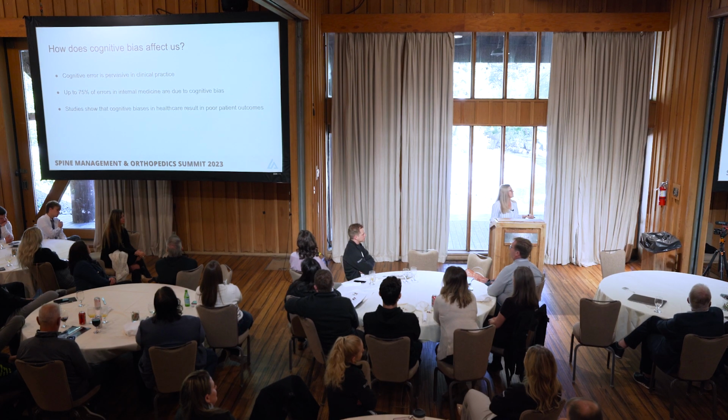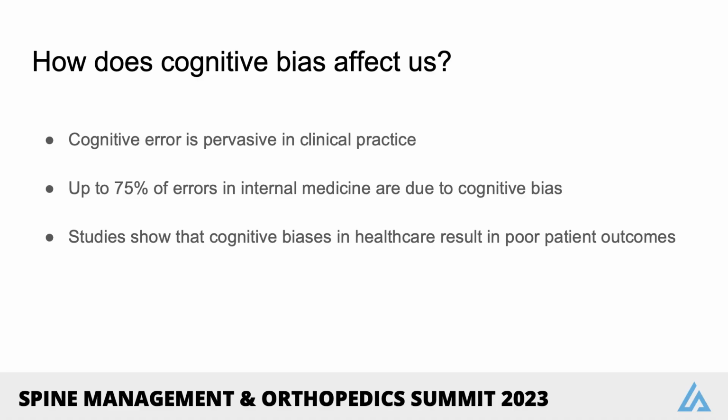So why does this matter? Why does cognitive bias affect us in healthcare? So cognitive bias is pervasive in clinical medicine. And they say that up to 75% of errors in internal medicine can be attributed to our cognitive biases. And numerous retrospective studies have shown that those biases clearly contribute to poor patient outcomes.